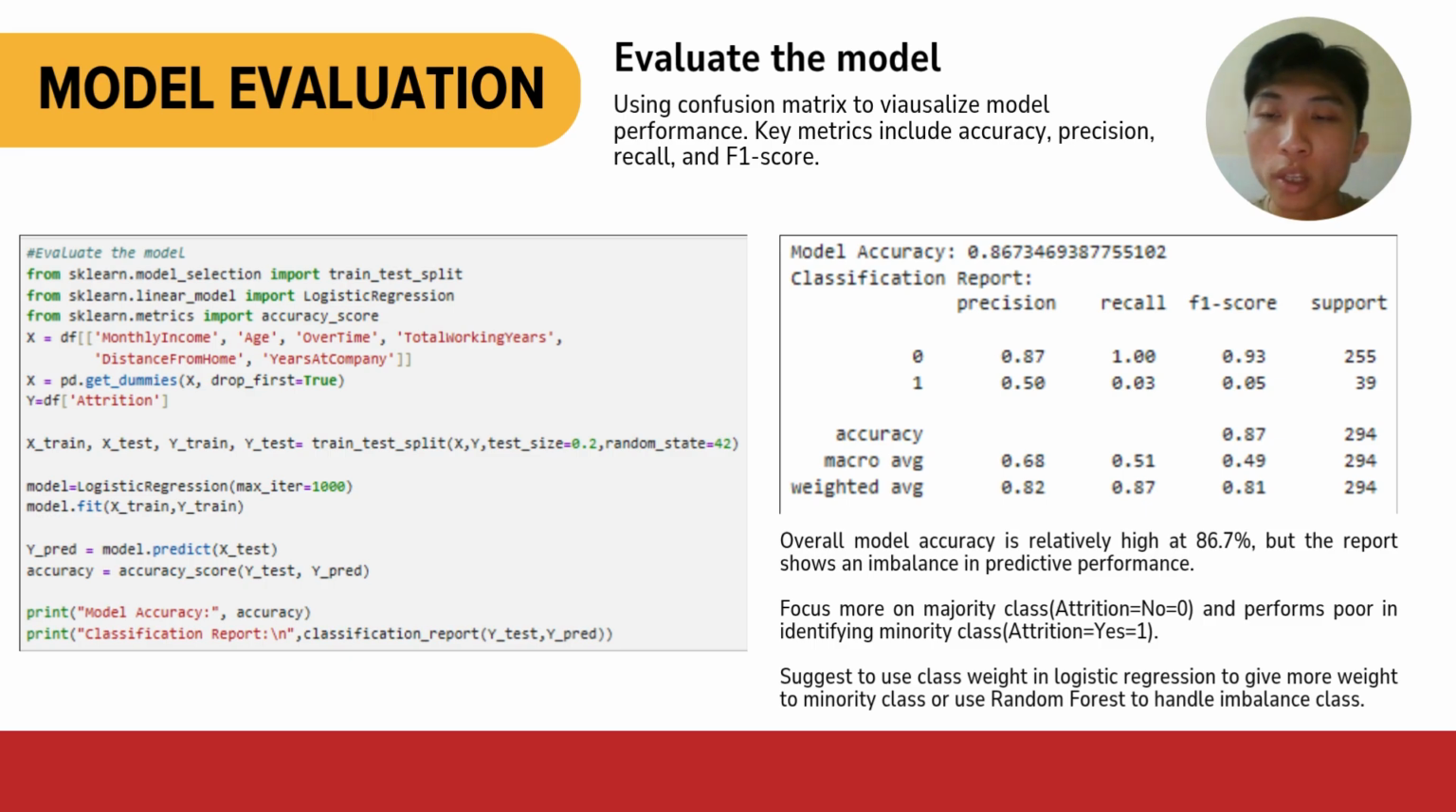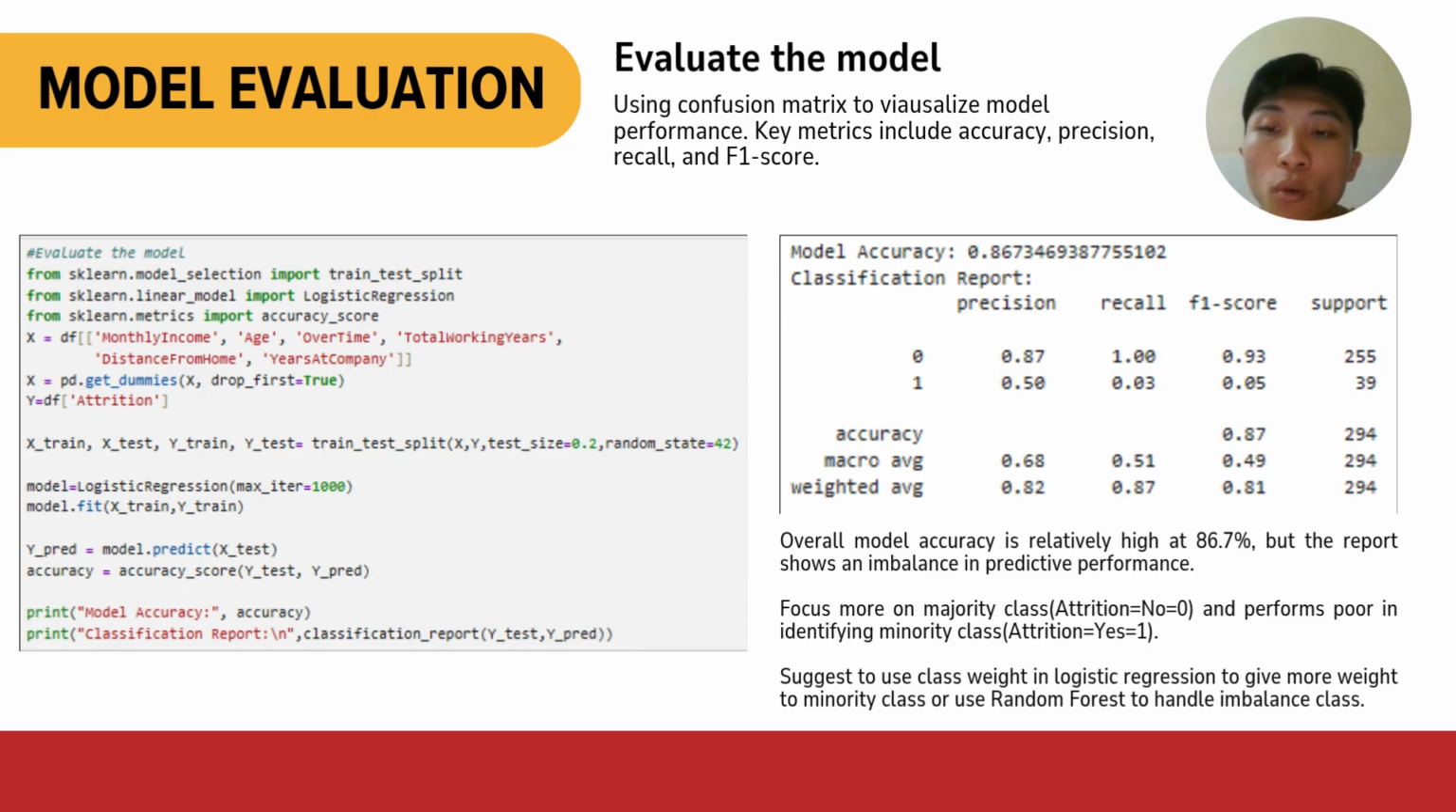For the first model, which is the logistic regression, the model performed well in identifying employees who did not leave, which is attrition equals 0, with a recall of 100% and F1 score of 0.93. However, it performs poorly in identifying employees who have actually left, which is attrition equals 1, with a recall of only 0.03 and F1 score of 0.05. So this is heavily biased towards the majority class, which is no turnover employees.